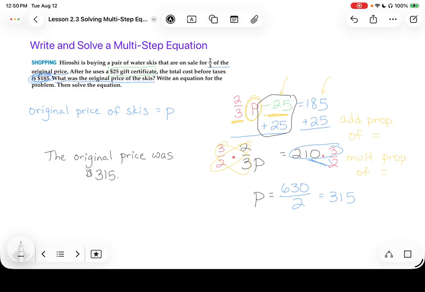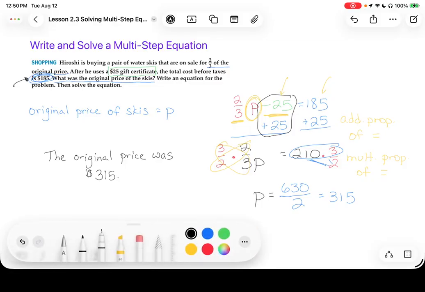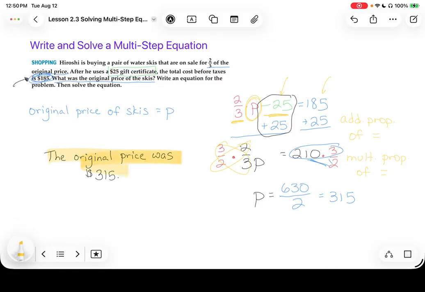and then he used a gift card to get it a little lower. So we expect him to pay a little bit less than $200 if our answer of 315 is correct, and he did pay a little bit less than $200. He paid 185. So if our answer of 315 is correct, we would expect his cost to be a little under 200, and it is. So our original price of 315 seems like a reasonable answer, and so we're going to go with that. The original price was $315.